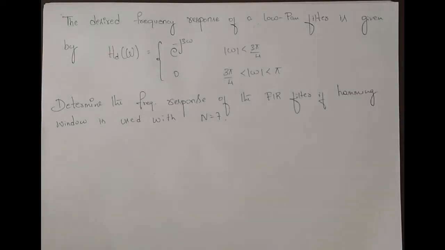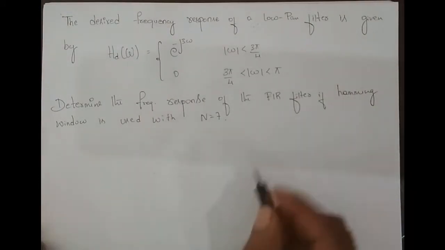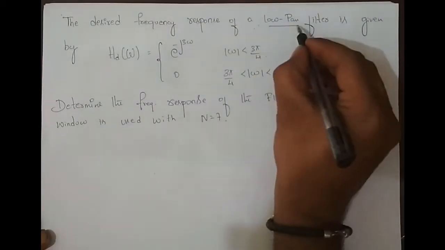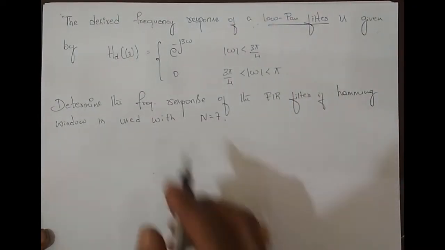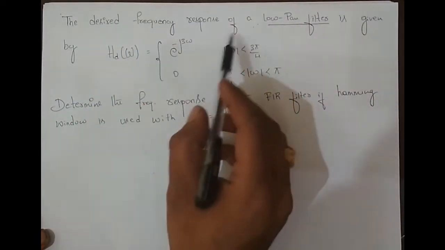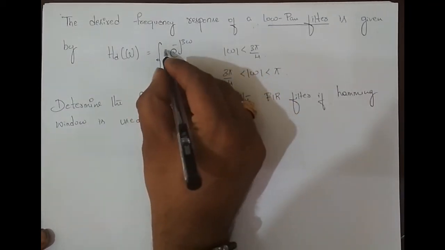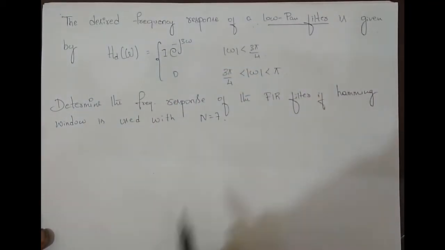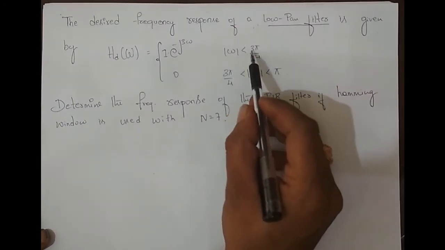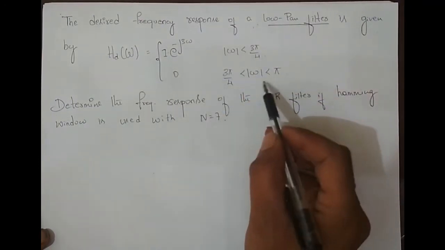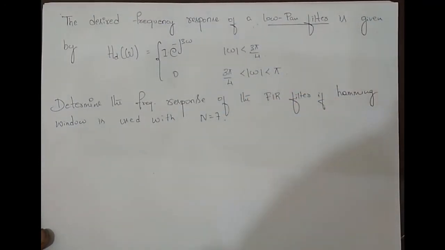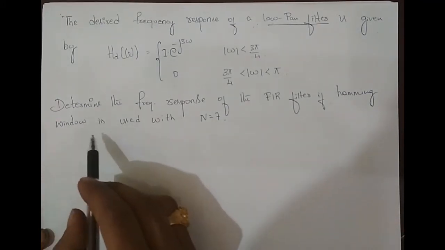Hello everyone. We shall take up one more filter design example. In this example, we shall take up a low pass filter. Now the desired frequency response is given by e power minus j 3 omega for magnitude of omega less than 3 pi by 4, and is 0 everywhere.